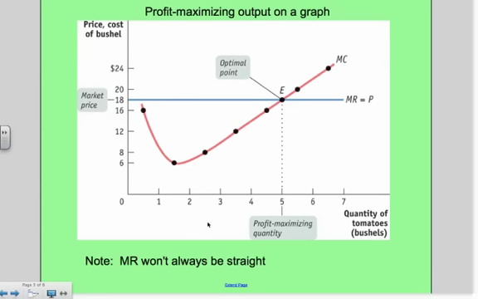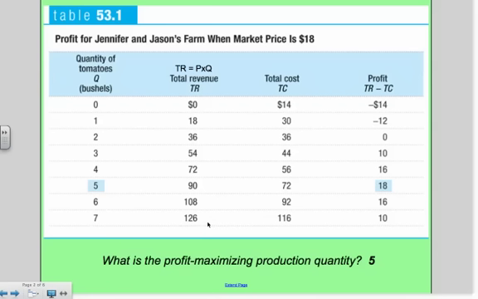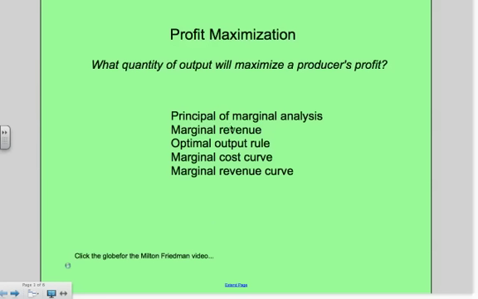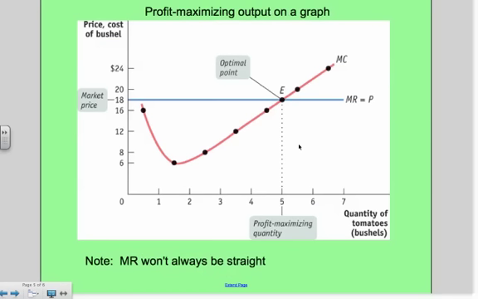That's it for tonight. That is pretty straightforward, I think, pretty basic starting understanding of profit maximization. So we had the principle of marginal analysis, analyzing each marginal unit. We had marginal revenue, revenue generated by an additional unit of production. We had the optimal output rule that said produce where marginal revenue equals marginal cost. We had the marginal cost curve and the marginal revenue curve. Have a great evening, and I will see you tomorrow.